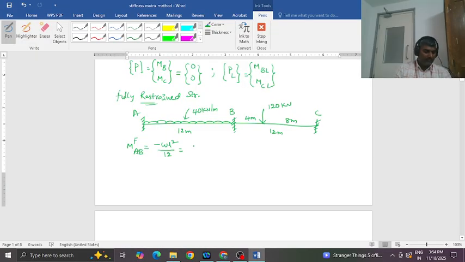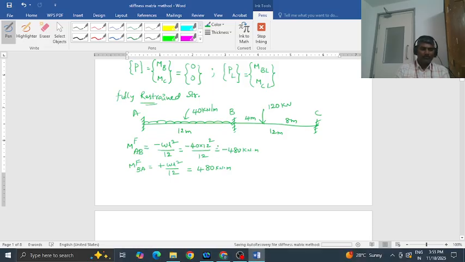You can just calculate the values. Which is going to be minus 40 into 12 square by 12, which is minus 480 kilonewton meter. Similarly, fixed end moment at B in AB is plus WL square by 12 because this is going to be anti-clockwise, this is going to be clockwise. So the same value but of sign change.